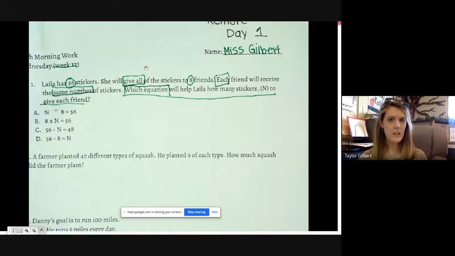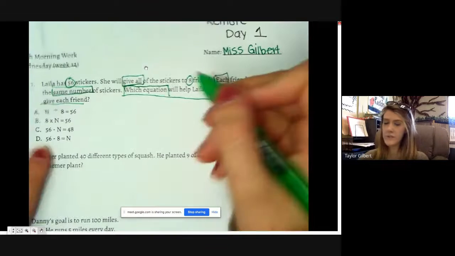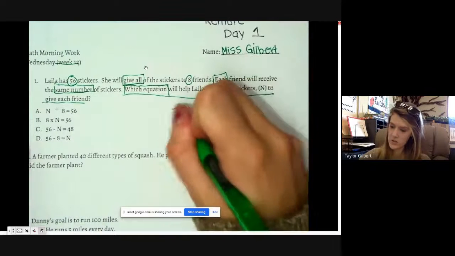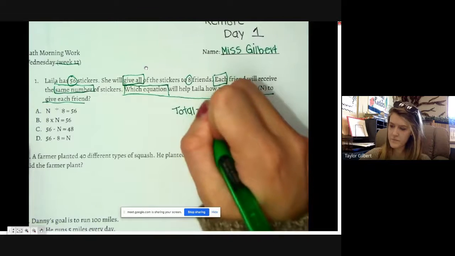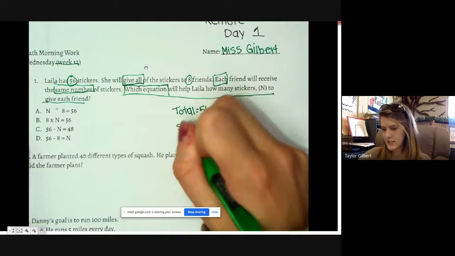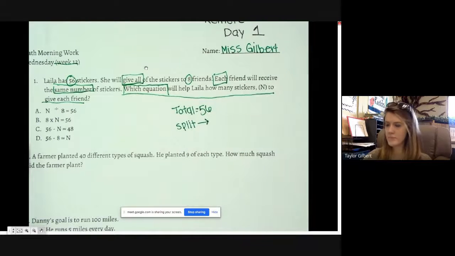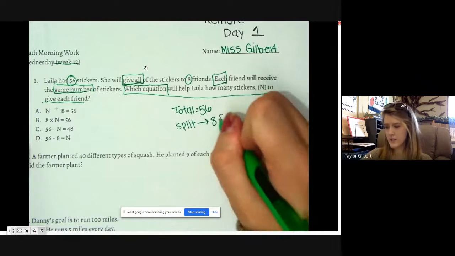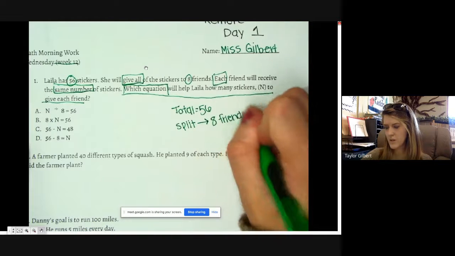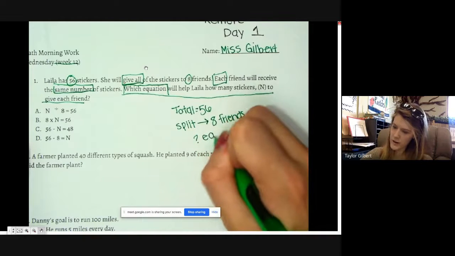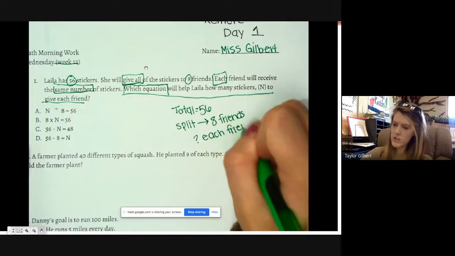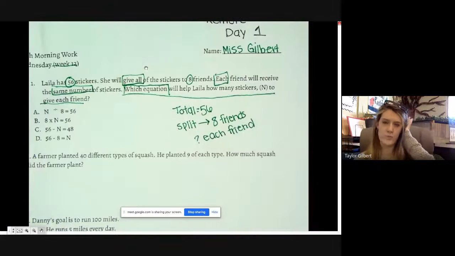Okay, so now we need to make a list. So she started with 56. They gave us the total, 56. Split between, how many people is it split between? Her 8 friends. Question mark, each friend. Okay, well, what do you think we would need to do?